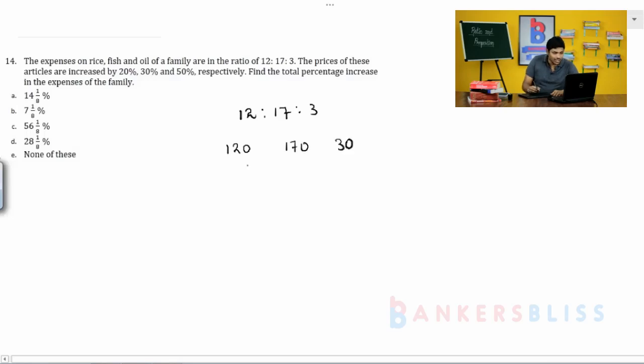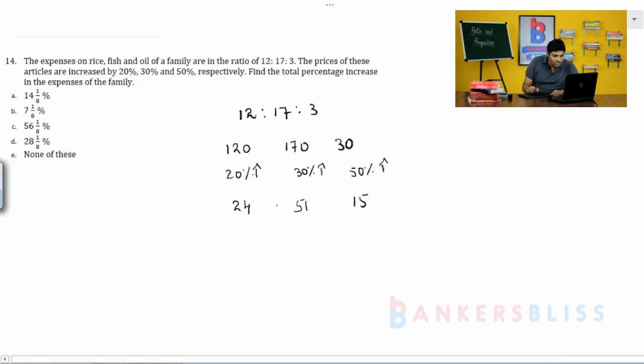Now, what they are telling? 20% increase, next 30% increase, next 50% increase. Find the total percentage increase in the expenses of family. So, 20% of 120, that is 24. How to calculate? Already I had told you in the concept called percentage. Go with that concept. Next, 30% of 170: 17 into 3, 7 3s are 21, 51. Next 50% of 30 is 15.